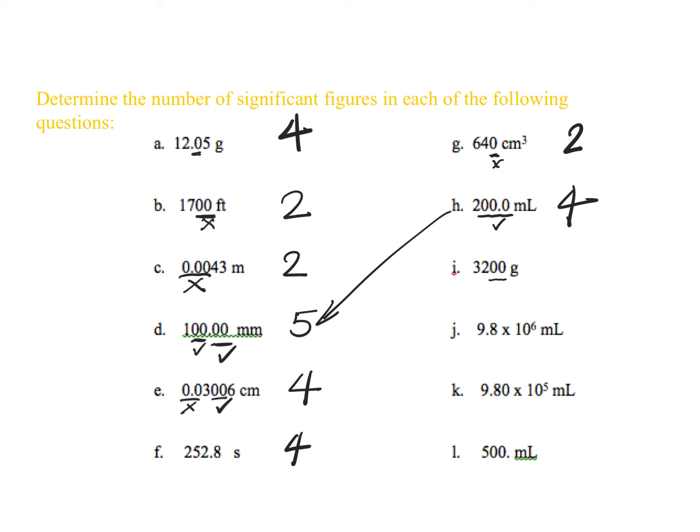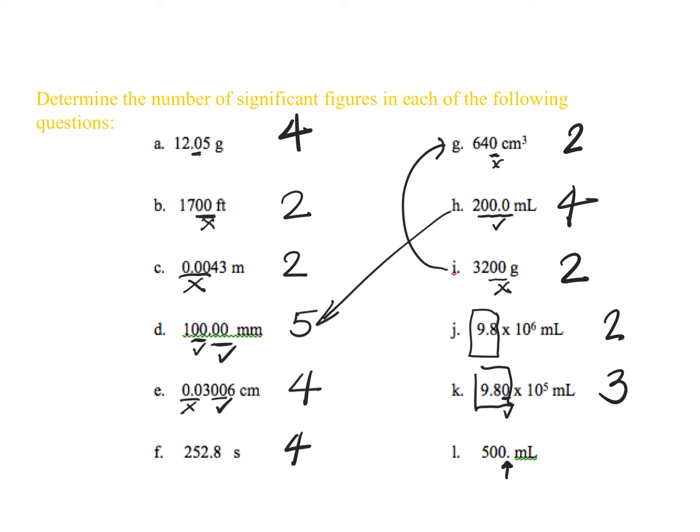3200, so these trailing zeros don't have an actual decimal point, just like this question, right? There are two significant figures. Oh, now we have scientific notation. We talked about how we look at the number in front of the power to determine the significant figures. So this one, 9.8, will have two sig figs. And this one, 9.80, this 0 is after the decimal point and after a non-zero number, so it is significant. So there are 3 sig figs.